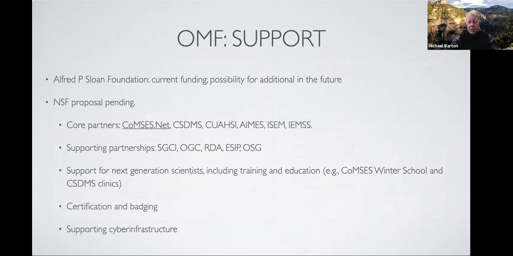It's with Systems, ComSysNet, CUAHSI, the hydrology people, AMS, the International Society for Ecological Modelling, and the International Environmental Modelling and Software Society, who are all co-PI partners on this NSF proposal. We also have a number of other organizations, Research Data Alliance, Open Geospatial Consortium, SGCI, Earth Science Information Partners, and Open Science Gateway, that are supporting this proposal. And we hope we get funding for that, and we'll see.